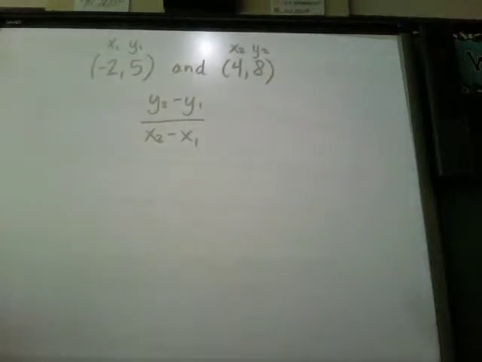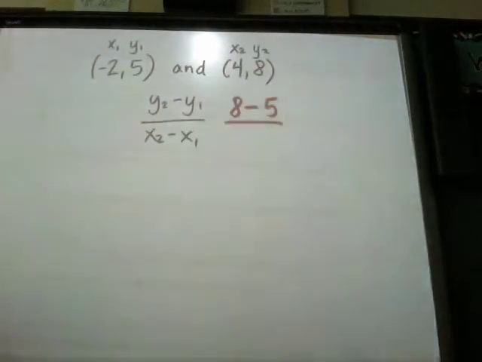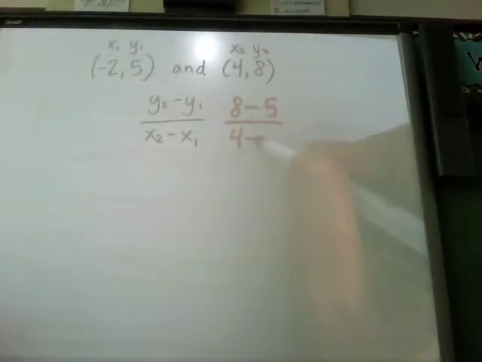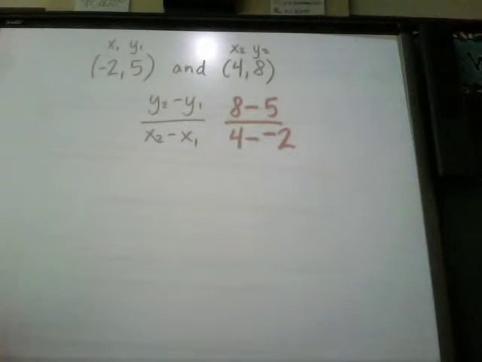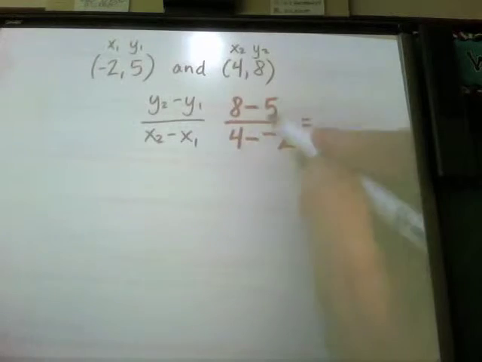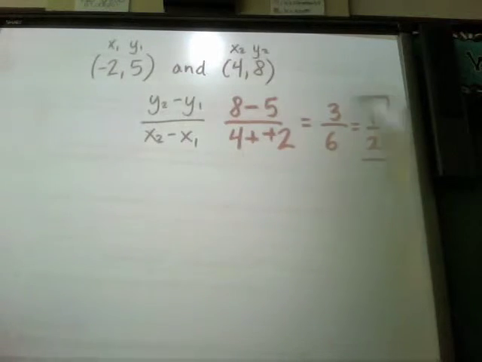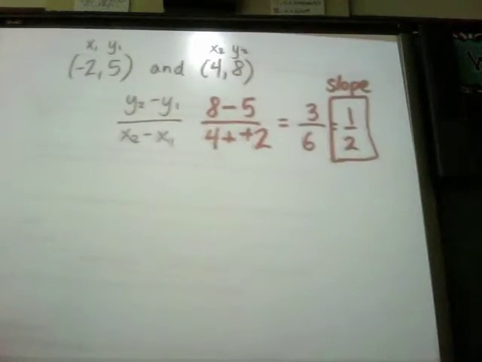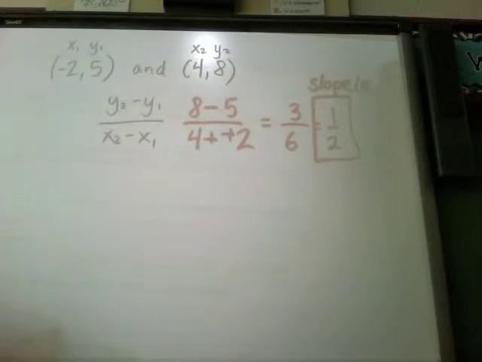Okay, so I'm going to go ahead and plug them in. My y2 is 8, my y1 is 5. My x2 is 4 minus -2. Be careful with that, always minus from the formula, negative from the x1 value of -2. If I simplify, I end up with 3 over 6, which is 1/2. There is my slope. So again, using 2 points to find the slope by using that formula, and that's our m.